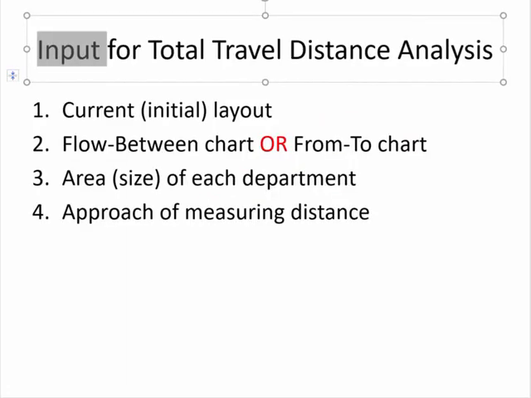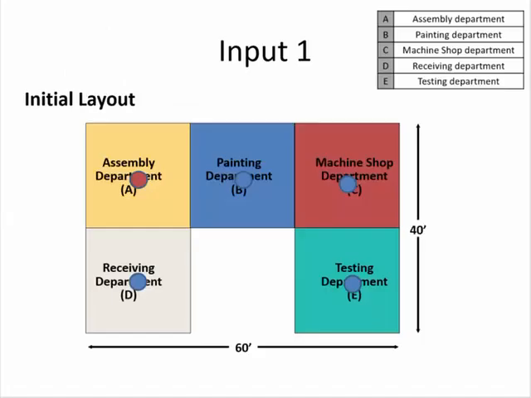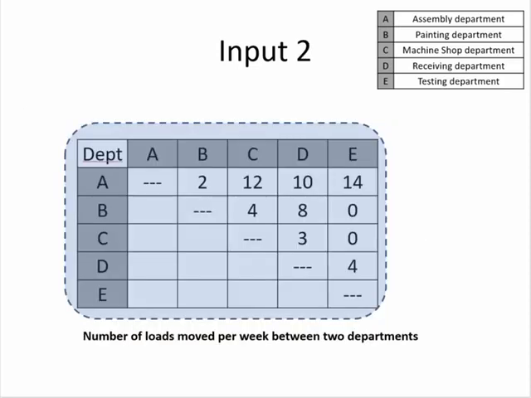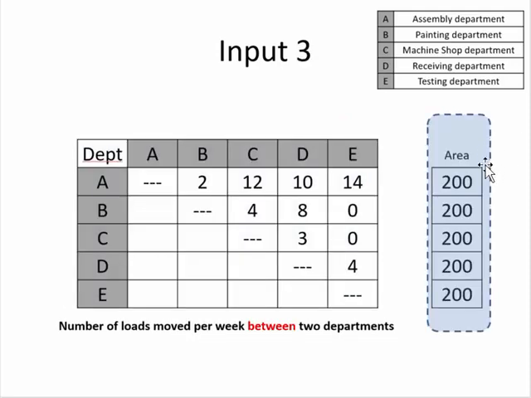To conduct this analysis, first you need these four things. The initial layout, currently the layout of the system, how your factory looks like. Subsequently, flow information between all these departments. Now when it comes to flow, it could be either a flow between chart or a from to chart. Next, the area or the unit square of each of these departments.